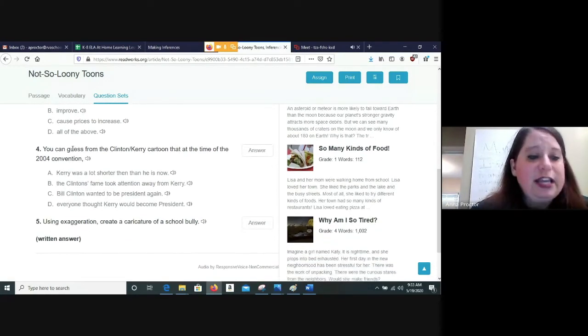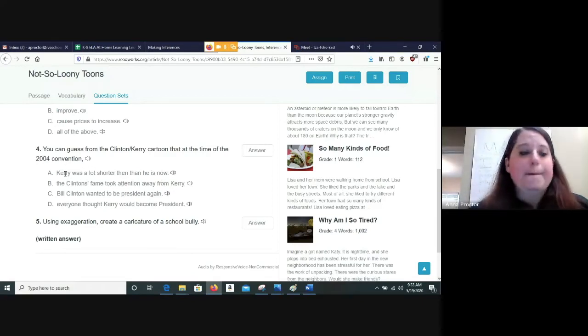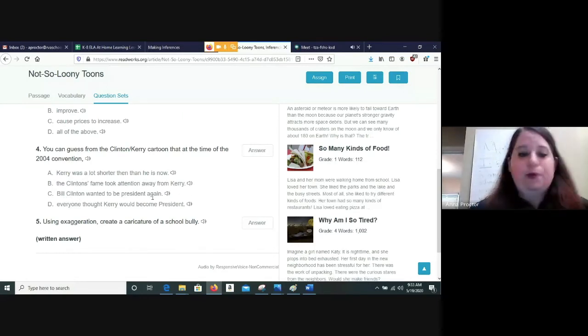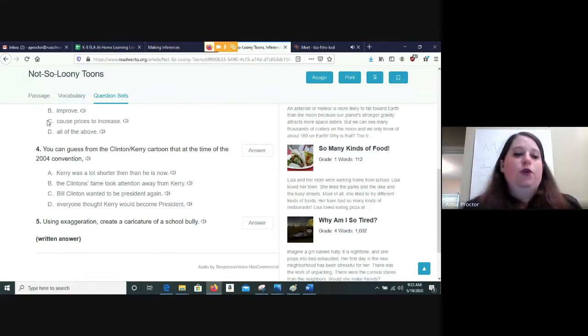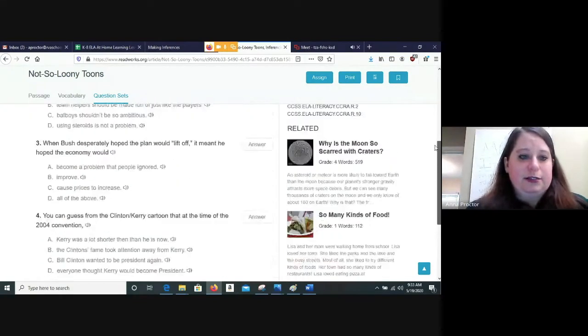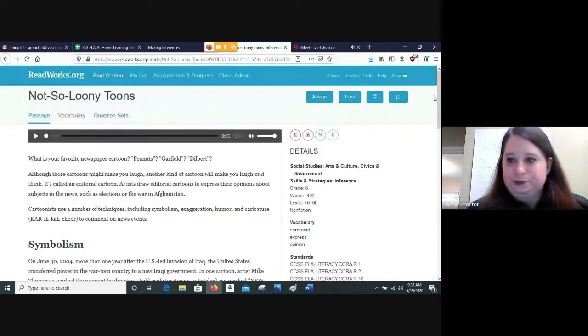Number 4, you can guess from the Clinton-Kerry cartoon that at the time of the 2004 convention, A, Kerry was a lot shorter than he is now. B, the Clintons' fame took attention away from Kerry. C, Bill Clinton wanted to be president again. D, everyone thought Kerry would become president. All right, so we're going to go back to the paragraph that mentions John Kerry and the Clintons. Back to the passage.